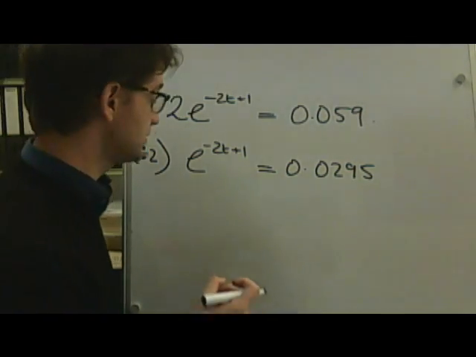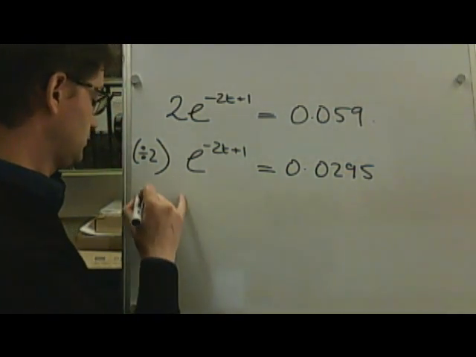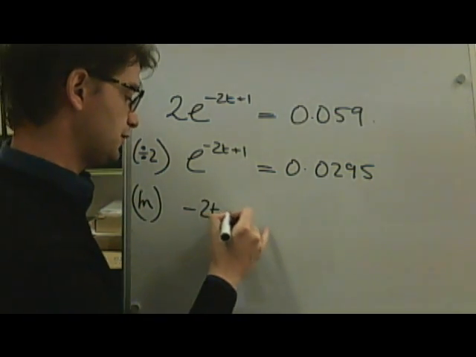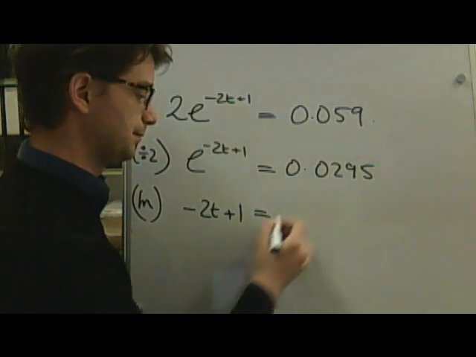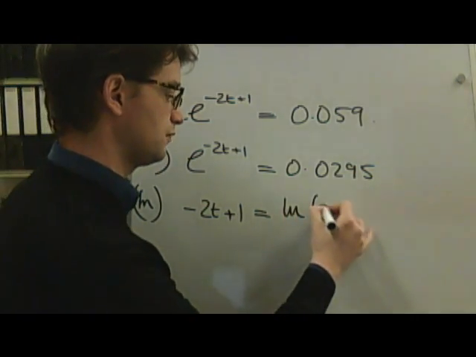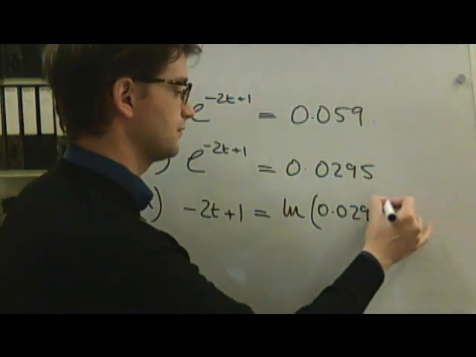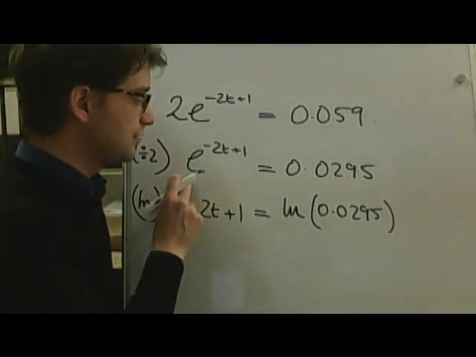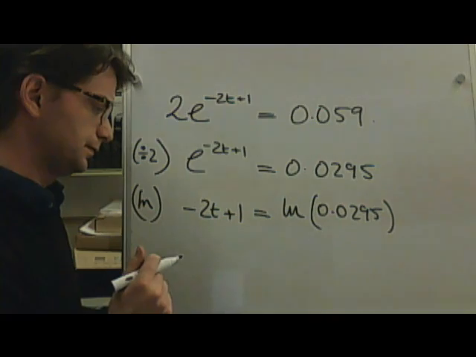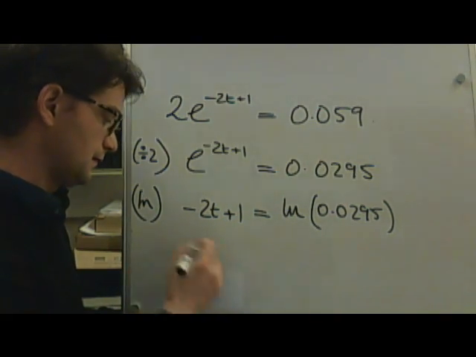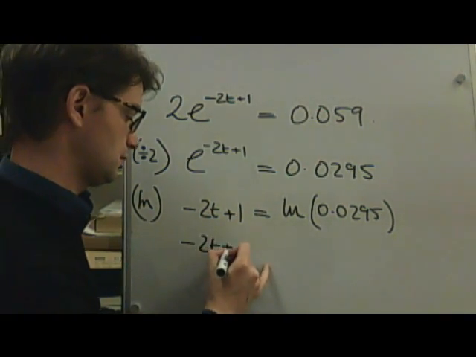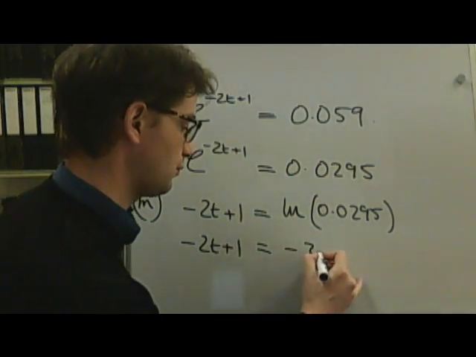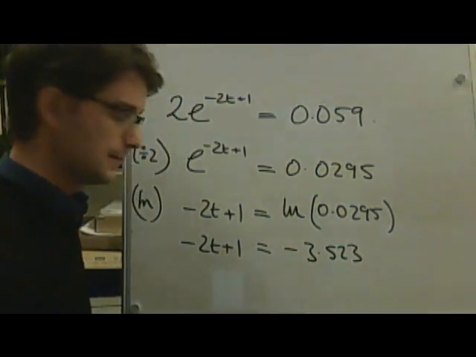Again, I'm going to take logs now. On this side I'm left with 2t plus 1, and on this side I have log of 0.0295. So by taking the log, I've gotten rid of the e to the something. And if you stick that into your calculator, I think you get minus 3.523.